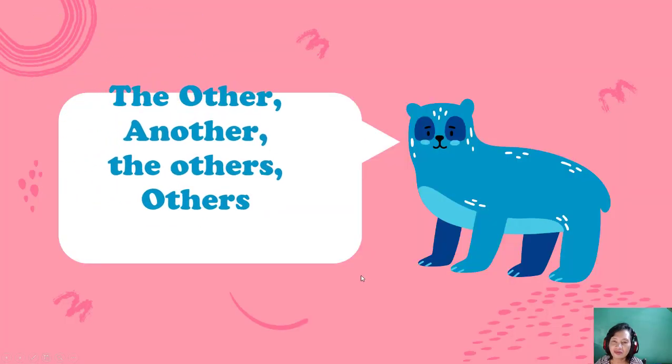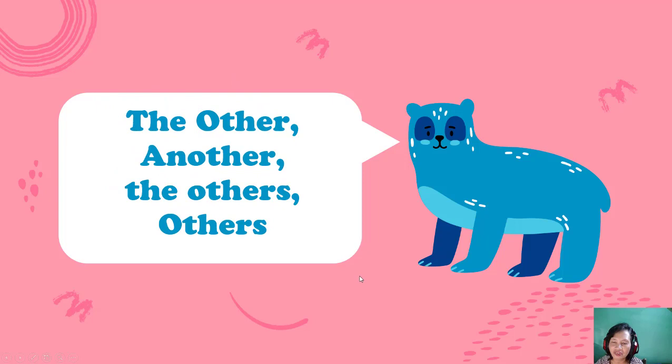Okay, so now we will have the other, another, the others, and others. The other, another is only one. The other and the others, we use the because it is definite. Another, others, it is indefinite.